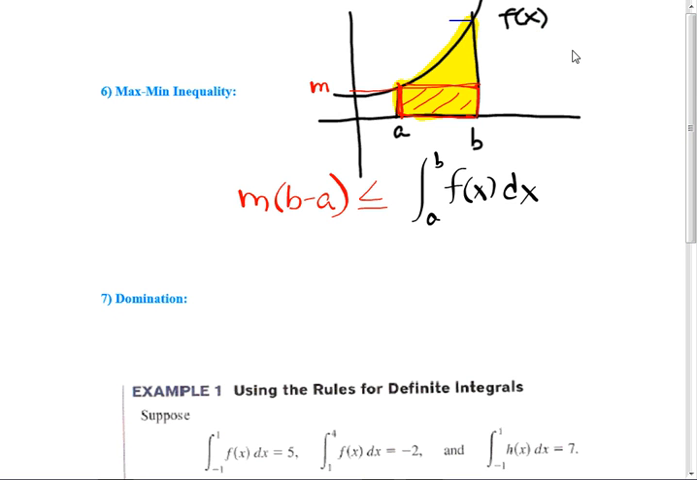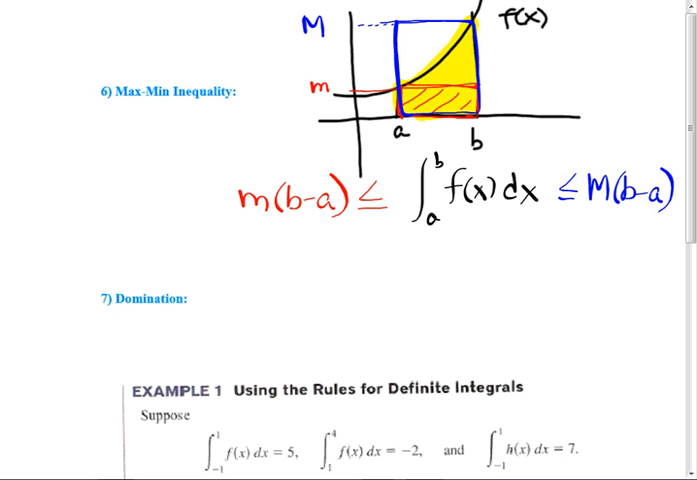But what else? What if I take this rectangle? What if I take the maximum value of my function? I'll call it capital M. What's true about the yellow region compared to the area of the blue rectangle? It's smaller than that, right? So it's capital M times b minus a. And that's the max-min inequality.